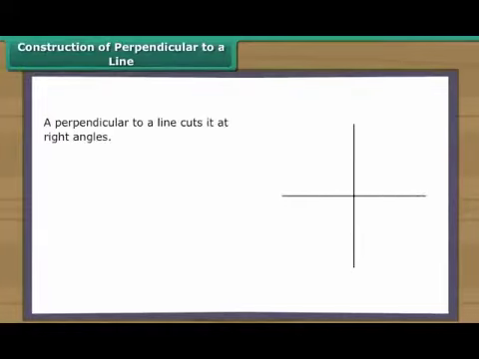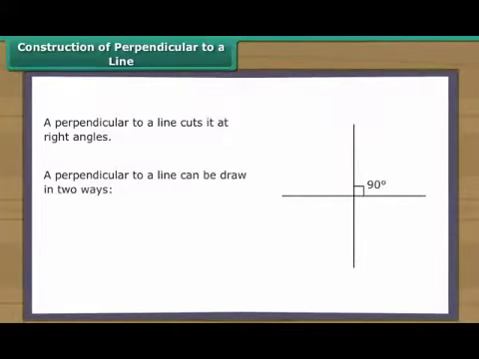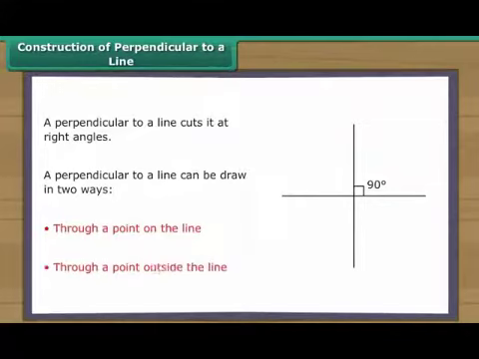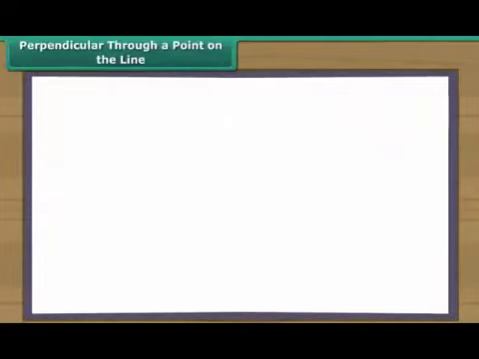Construction of perpendicular to a line. A perpendicular to a line cuts it at right angles. A perpendicular to a line can be drawn in 2 ways: through a point on the line, through a point outside the line. Let us learn to construct perpendiculars in both the ways. Perpendicular through a point on the line.